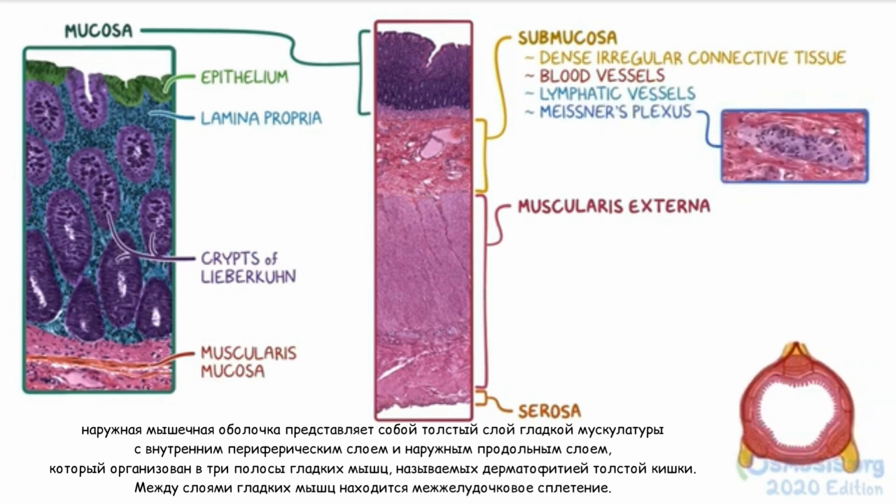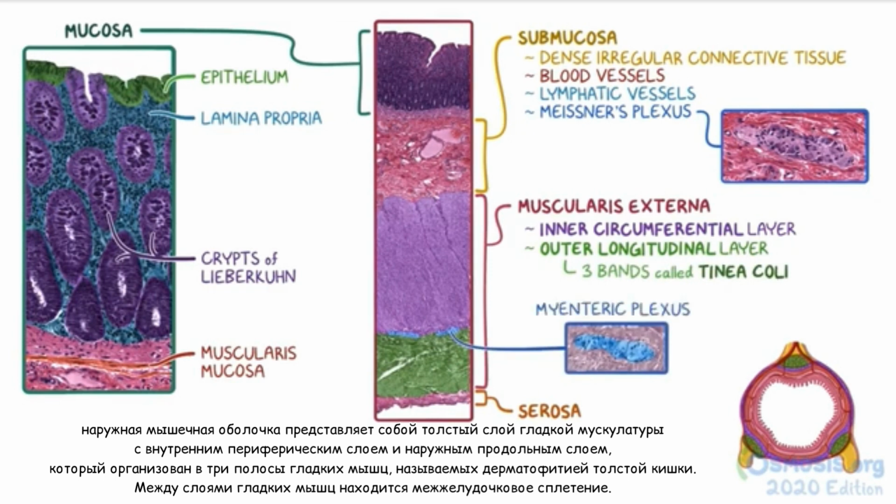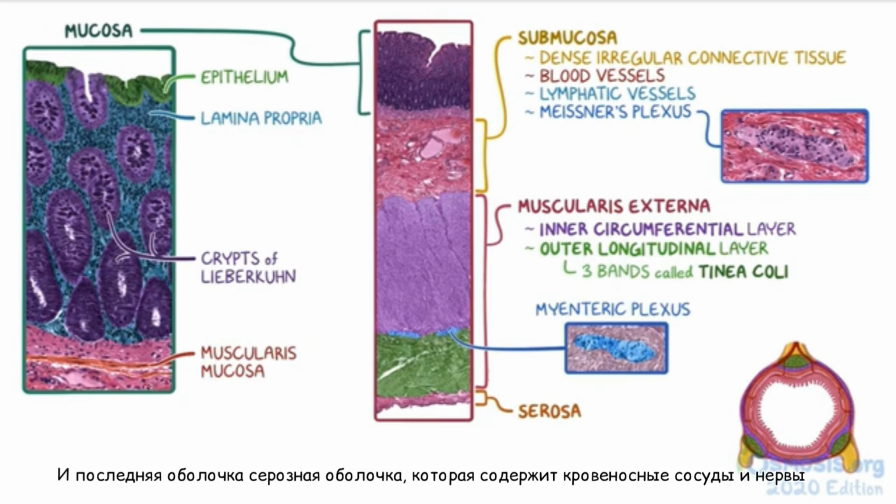The muscularis externa is a thick layer of smooth muscles with an inner circumferential layer and an outer longitudinal layer that's organized into three bands of smooth muscle called tinea coli. Between the layers of smooth muscle is the myenteric plexus, which is the network of nerves responsible for innervating the smooth muscle of the muscularis propria. And the final, outermost layer is the serosa, which is a thin layer of connective tissue that also contains blood vessels and nerves.